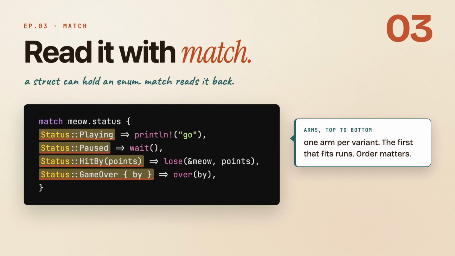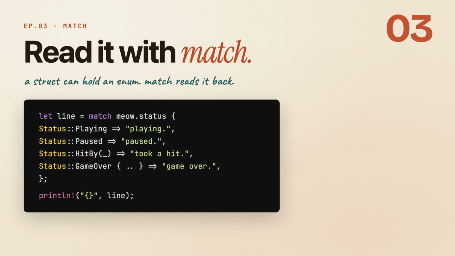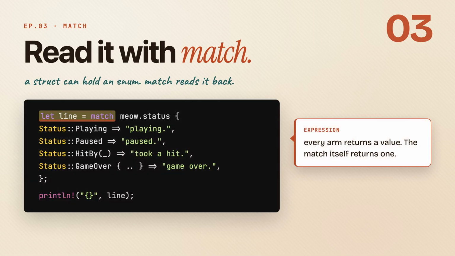The match tests top to bottom. The first arm that fits is the one that runs. The rest are skipped. The compiler still requires every variant to be covered, but only one of them executes.